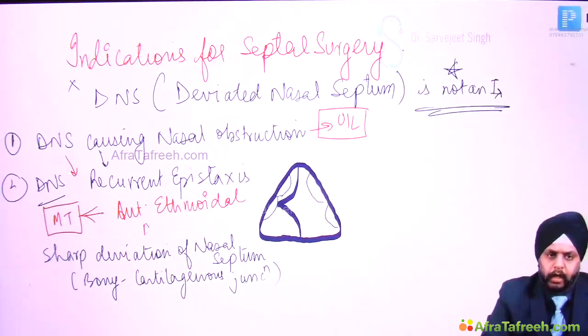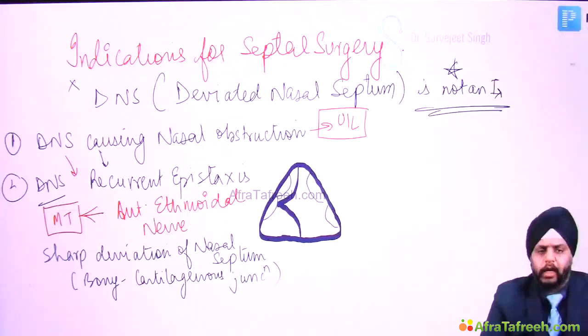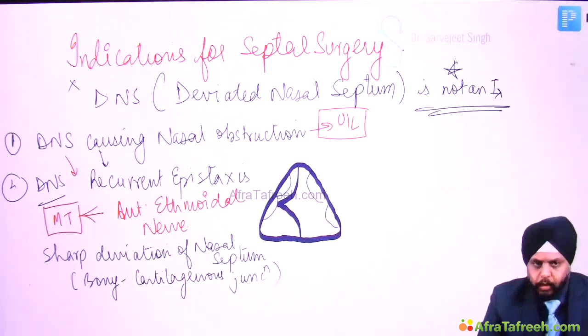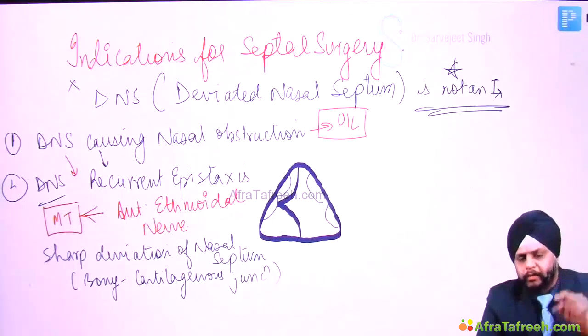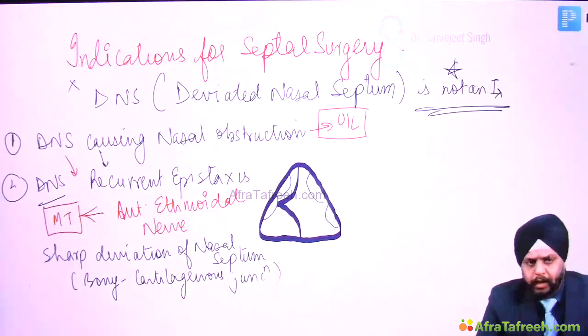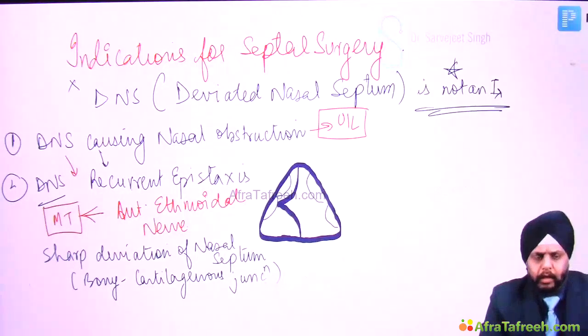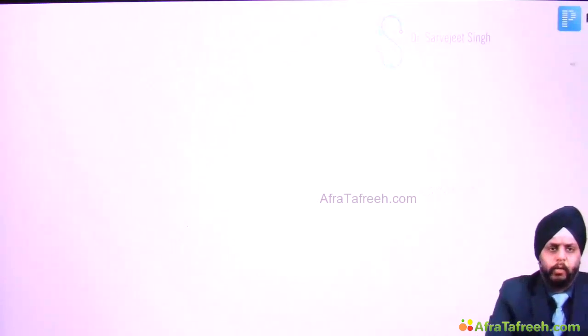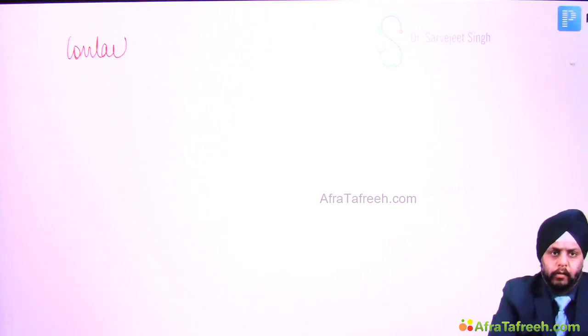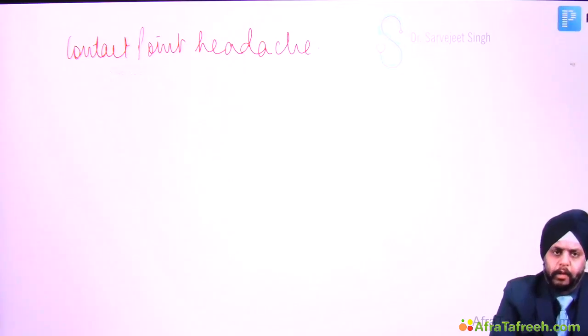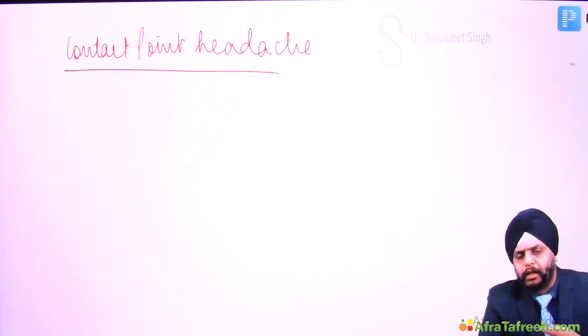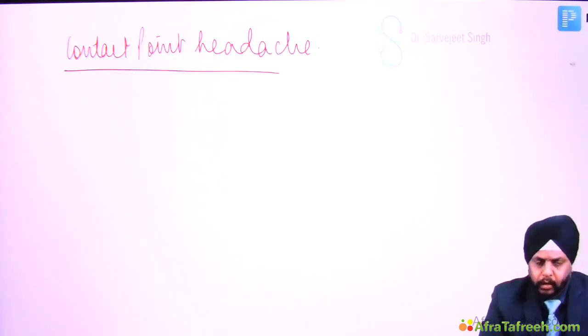So that we have studied earlier, we have the nerve supply, the anterior ethmoidal nerve. Now if there is a touching of the middle turbinate by this sharp spur, it can irritate the nerve and we can have headache. Such a type of headache is known as contact point headache. That can also be there if there is a spur, right?